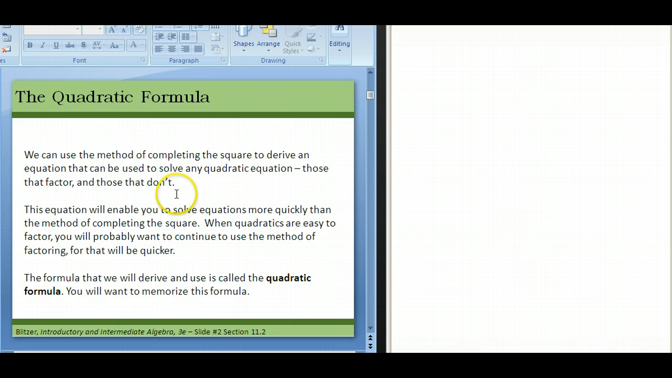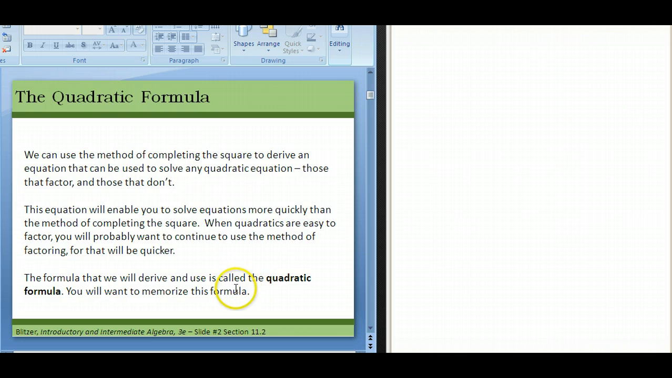Those that factor, those that don't, those that are pretty, those that are ugly, it doesn't really matter. We can use this new technique on any quadratic equation. It's going to allow you to solve equations more quickly than completing the square, as you probably are experiencing. Completing the square takes a little bit of time. When the quadratic is easy to factor, it depends on whether this new technique will be faster or not. Factoring may actually be a faster technique still than what we're going to do today in this video, which is the quadratic formula.